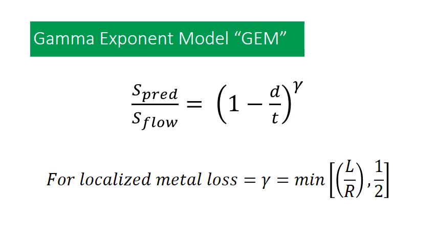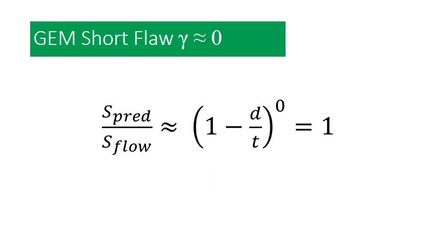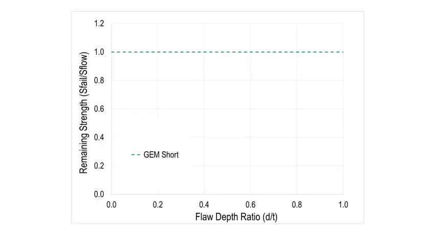Let's do the same exercise we did with the NG18 equation. If we use the GEM equation on a short flaw, then gamma is going to be approximately equal to 0, and our remaining strength of predicted over flow strength is going to equal 1. So that's exactly like it was for the NG18 equation. The predicted failure strength for a 0-length flaw will be equal to the flow strength of the material. And we plot that in exactly the same way. Again, this is just hypothetical mathematical limits of the equation.